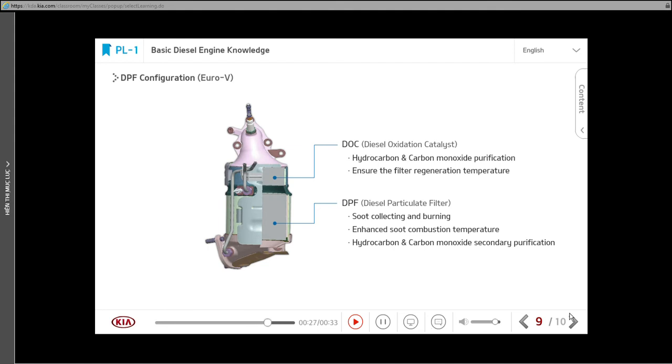When particulate matter is accumulated, the DPF burns them off through a regeneration process.